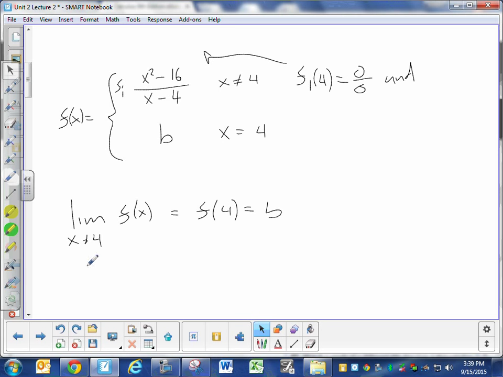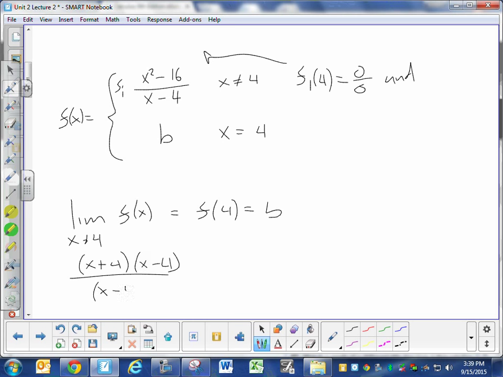Okay, so I have x plus 4 times x minus 4 divided by x minus 4, cancels. Plug in 4, I get 8, and that has to equal b.